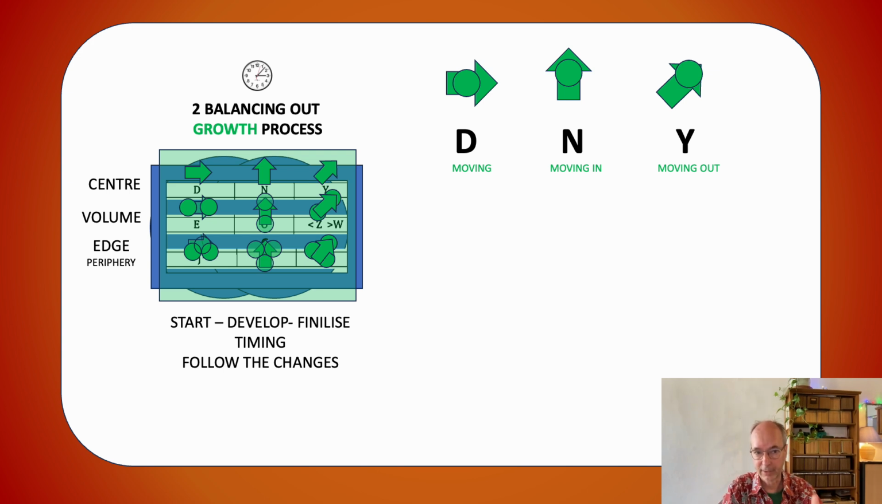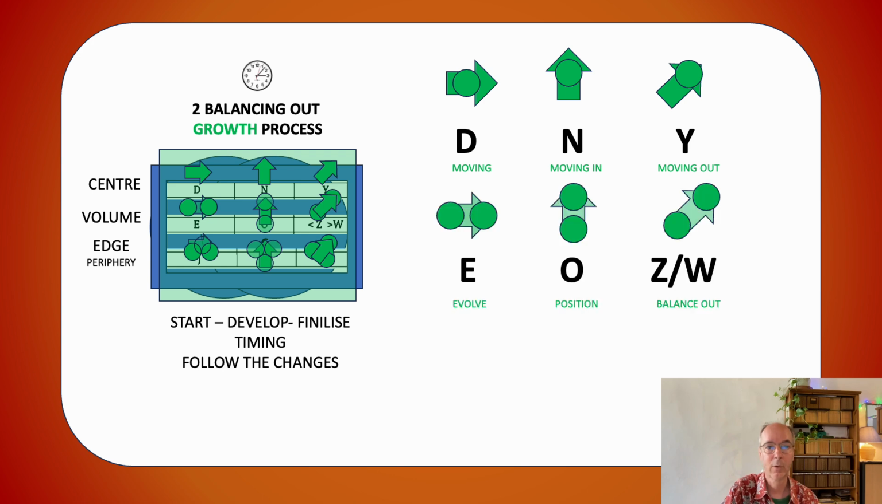When the moving is in the section of the volume, you have a moving in, of course. When you have your movement that you notice at the edges, at the periphery, at the borders, it's more like a moving out, the Y there. With the number 2, it's not just moving your center, it's moving from one position to another, so it is evolving. That's the association you can make very easily.